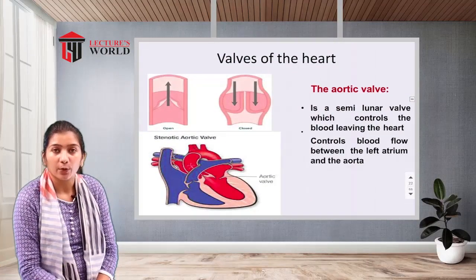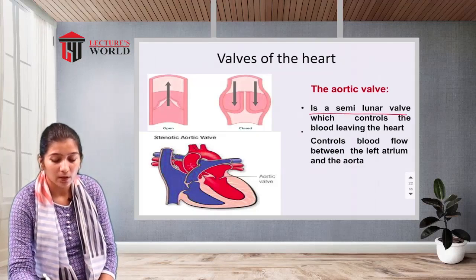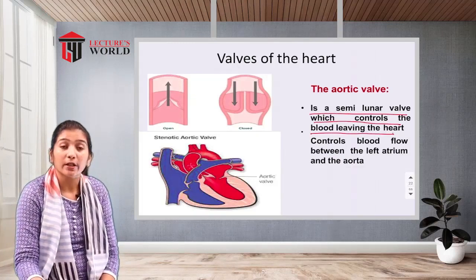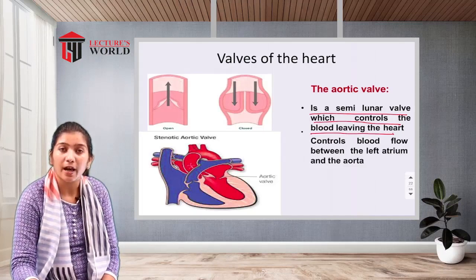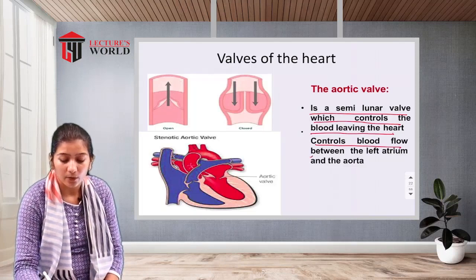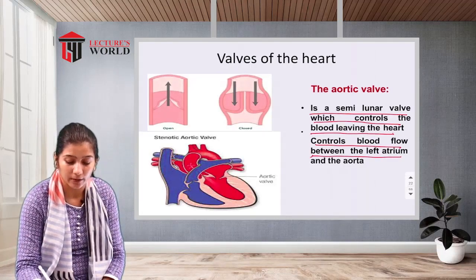Next is the aortic valve. It is a semilunar valve which controls the blood leaving the heart. The aortic valve is present between the left ventricle and the arch of aorta. It controls the blood flow between the left ventricle and the aorta.